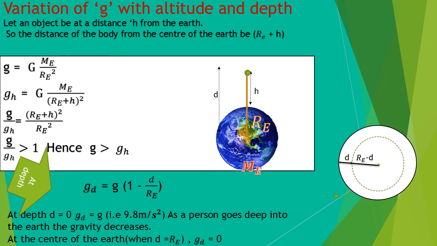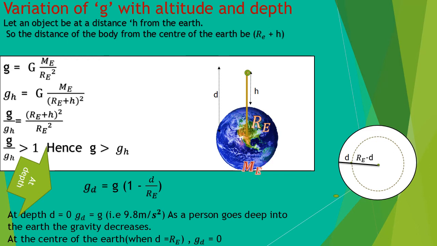Now let us compare, that is g by gh. When we divide, we get g by gh is greater than 1. You can easily identify because the numerator is greater, you will get a value greater than 1. That means g is greater than gh, or the gravity on the surface of the earth will be higher than the gravity at a height. That means when an object is moving away from the surface of the earth, the gravity will go on decreasing. Whereas when the object is on the surface of the earth, the gravity will be the maximum.